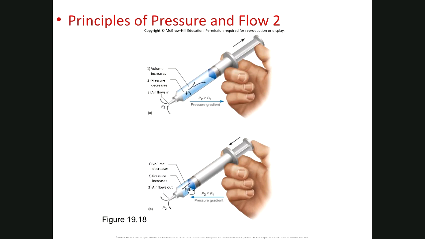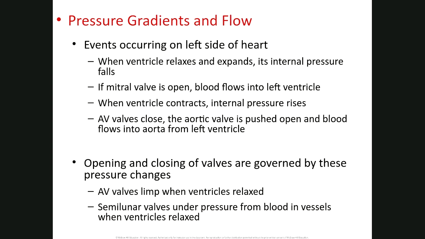Slide. When pressure falls, if the mitral valve is open, the blood flows into the left ventricle. When the ventricle contracts, the AV valve, the mitral valve, is closed, and at a certain point the aortic valve opens, and the blood will flow into the aorta.